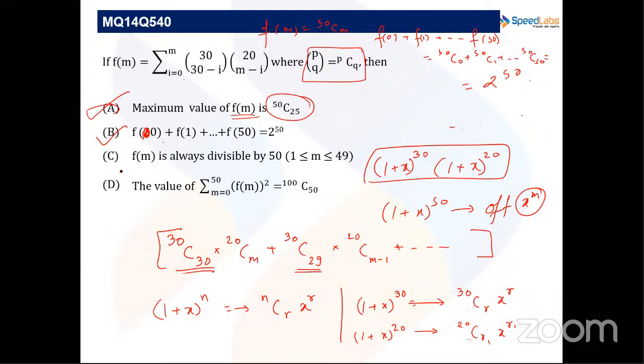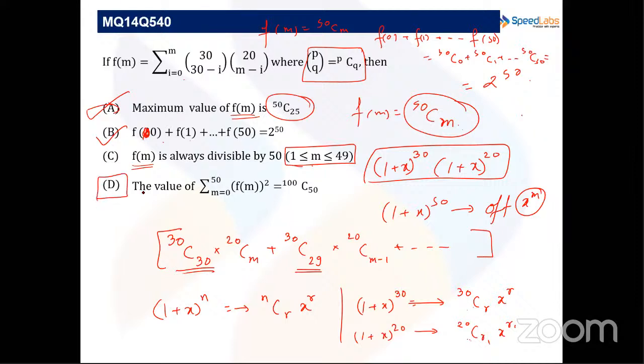Now, we are given that f of m is divisible by 50. So f of m is 50 factorial upon, okay, so we have this as 50cm. It won't be divisible by 50 for m lying between 1 to 49. Not always divisible, because you will get some terms which won't be divisible.